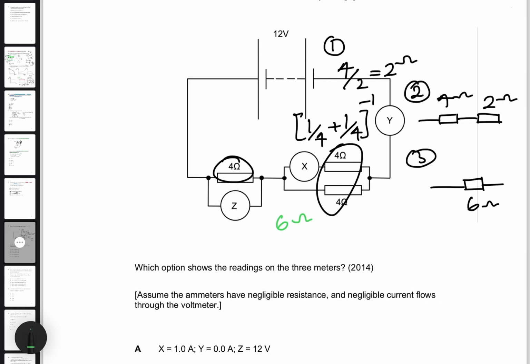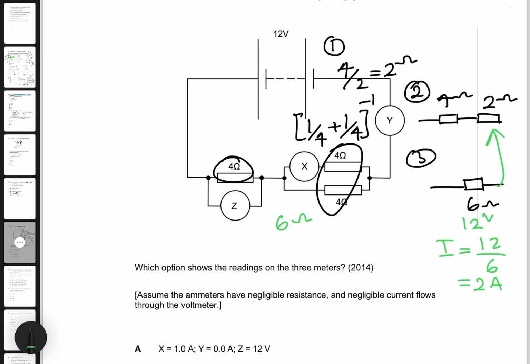Now, because it is 6 ohms and it's in series with the battery, it's going to have the same voltage as the battery, obviously. So it's going to have 12 volts. You can find the current running through this battery by dividing its voltage over its resistance. So 12 divided by 6 would give us 2 amperes.